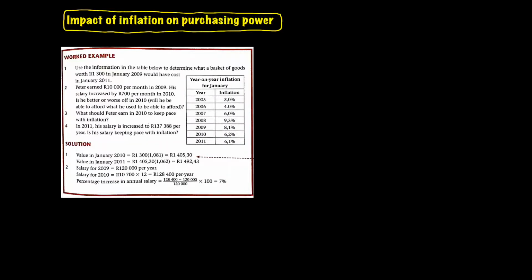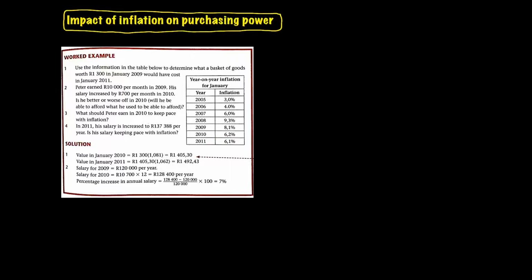Right, so for question 1 of the worked example, use the information in the table below to determine what a basket of goods worth 1,300 Rand in January 2009 would have cost in January 2011. So that's 2 years later. Okay, so at 2009, that's what it cost in 2009. So in 2010, there's an increase of 6.2%. And then in 2011, there's an increase slightly less at 6.1%.